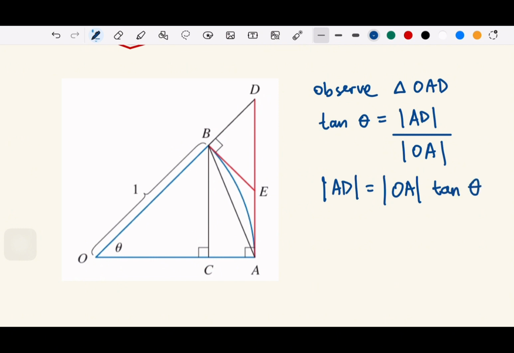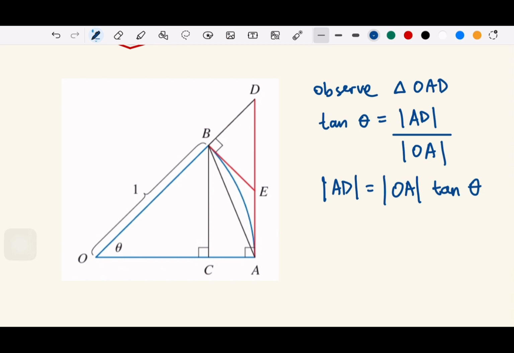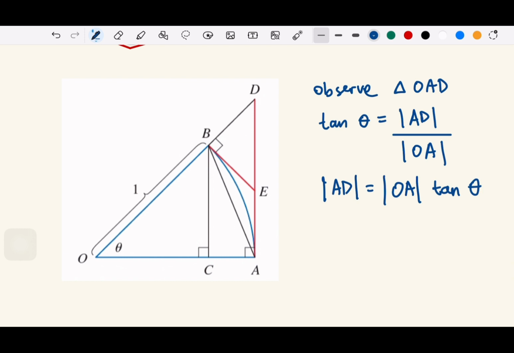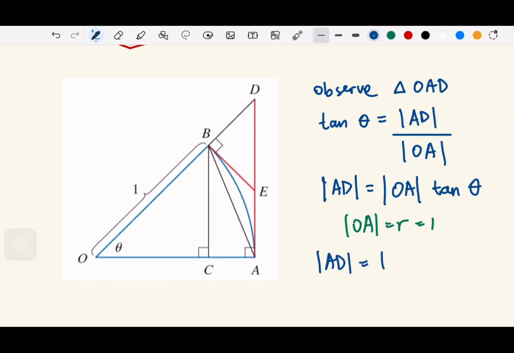What is OA? In the center, this is a circle. If the radius is 1, what is OA? Yes, the same, 1. This is the radius, the same as this. So I can write that OA, the radius, is 1. So AD is tangent theta.